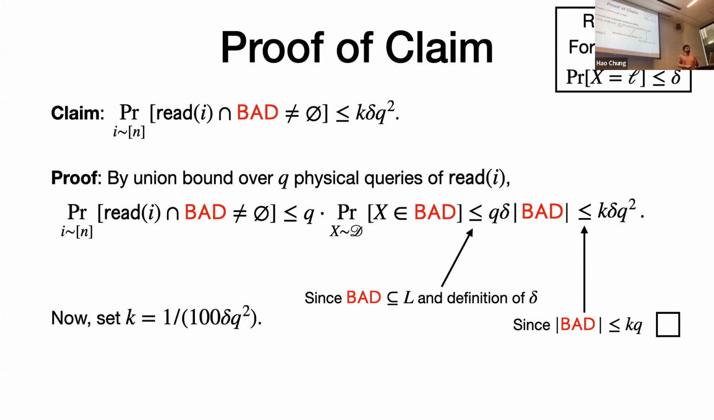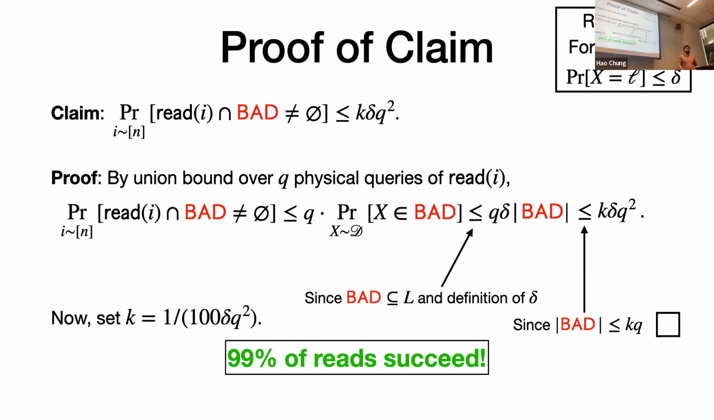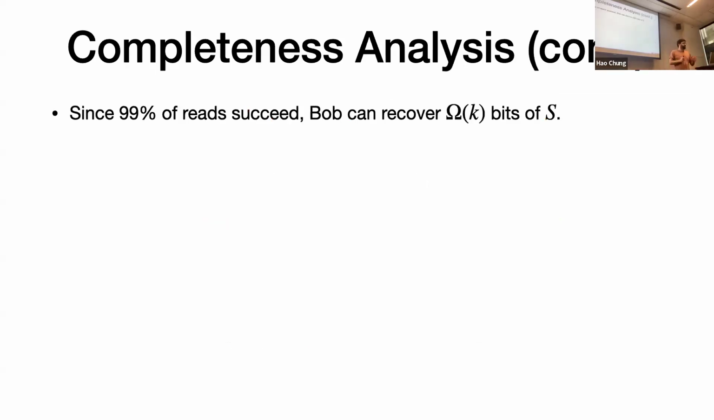And so now what we can do is set k to be 1 over this quantity, so that this probability is at most 0.01. Or in other words, 99% of Bob's reads in the recovery strategy are going to succeed. Okay, so let's continue. Since 99% of these reads succeed, it turns out that Bob can recover linear in k number of bits of entropy of the set S.